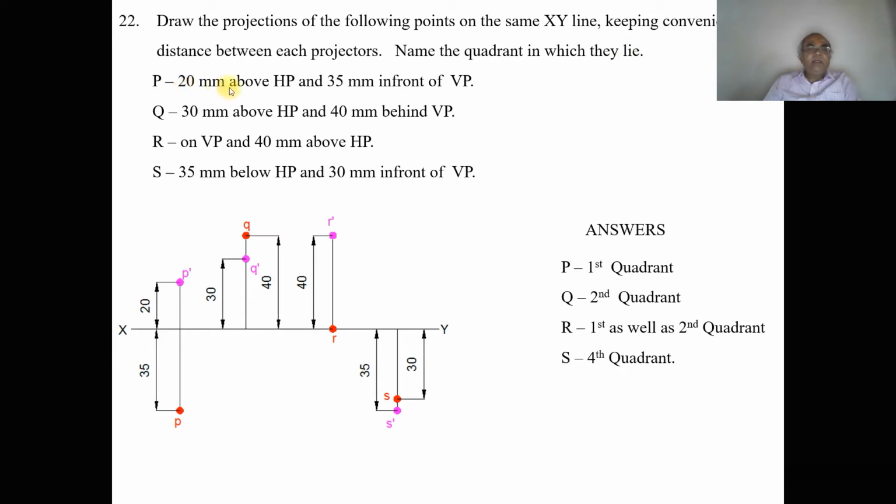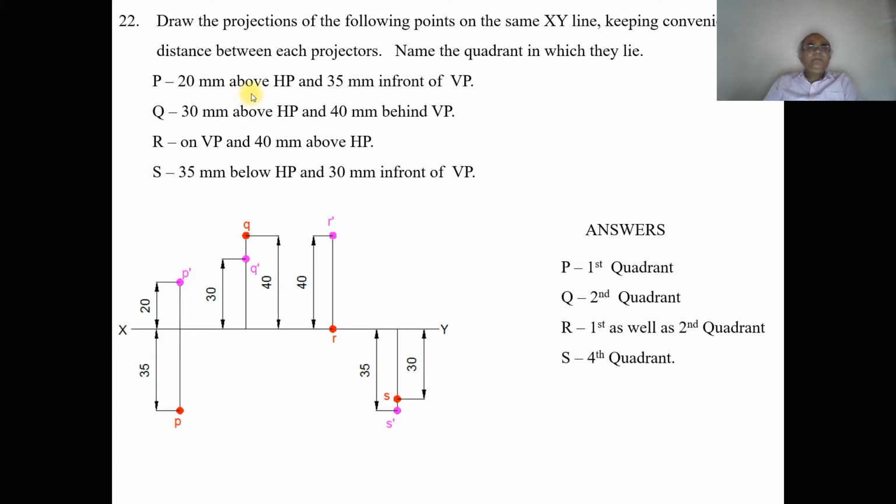Point capital P, 20 mm above HP and 35 mm in front of VP. Point capital Q, 30 mm above HP and 40 mm behind VP. And capital R on VP and 40 mm above HP. And capital S, 35 mm below HP and 30 mm in front of VP. So this is the condition given.